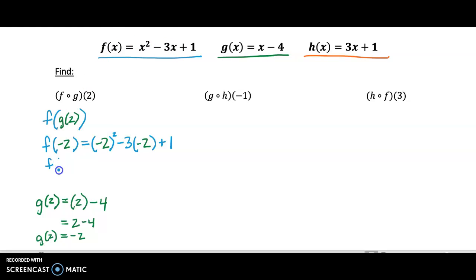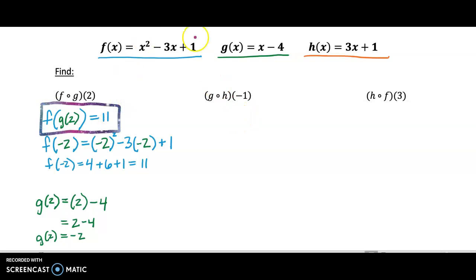So f of negative 2 is going to equal negative 2 squared, which is a positive square, or a positive 4, that's what I meant to say. Negative 3 and negative 2 give me positive 6, and then plus 1. Put all of those together, and your answer is 11. So the final answer here of f of g of 2 is 11.